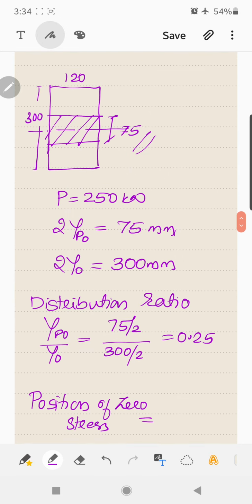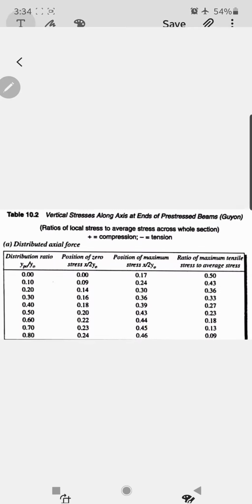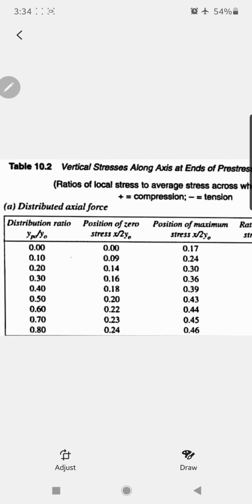The distribution ratio is 0.25. Now 0.25 is not there in the table, which has 0.3, 0.2 and 0.3. So we need to interpolate between 0.2 and 0.3 and get values between 0.14 and 0.16 for the position of zero stress, and for the position of maximum stress it is between 0.3 and 0.36. You have to interpolate between 0.3 and 0.36.